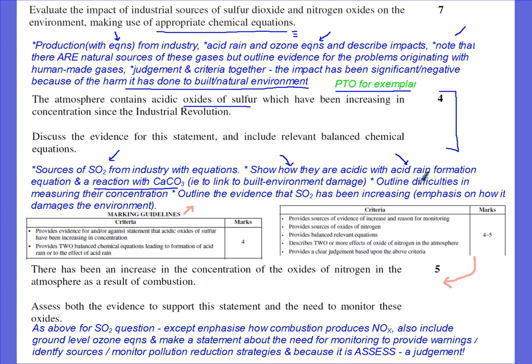I'll then talk about the fact that we'll discuss evidence for this statement. I'll talk about the difficulties in measuring the concentration of these gases, but then I'd outline also the evidence that sulfur oxides have been increasing, and one of those bits of evidence is the fact that it's damaging the environment, and that links to that equation there, the dissolution of the calcium carbonate.